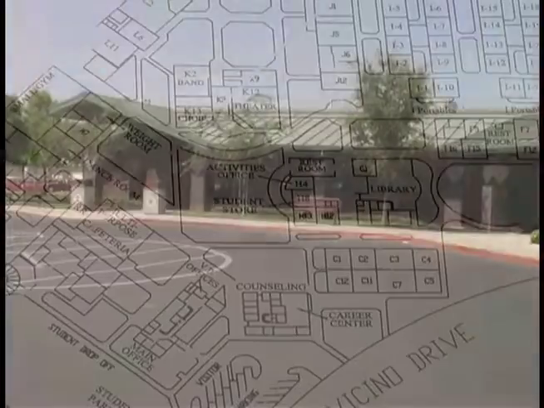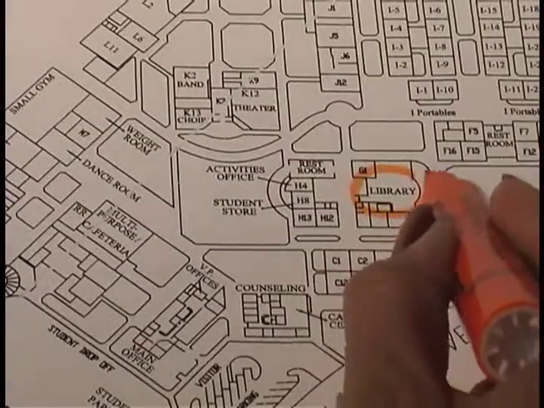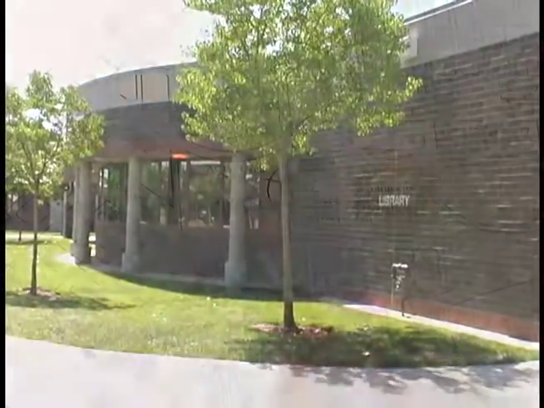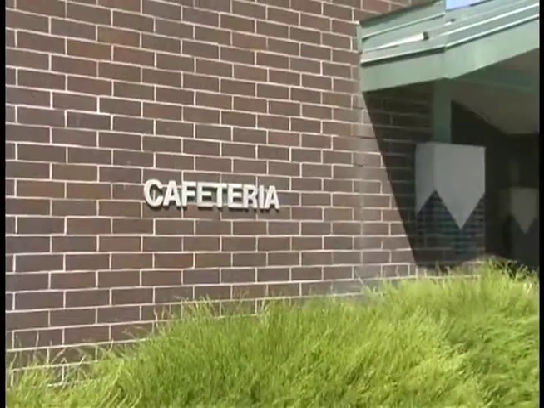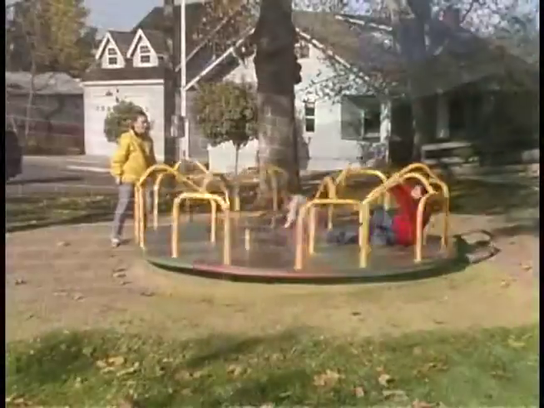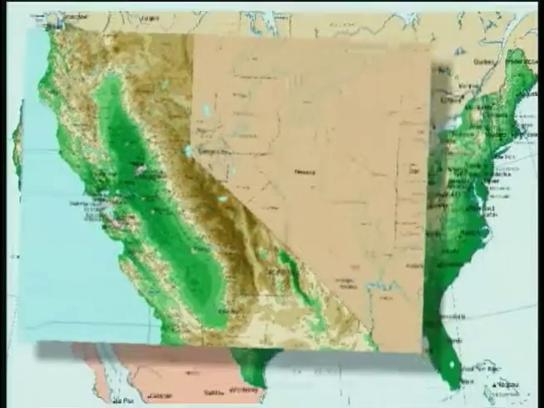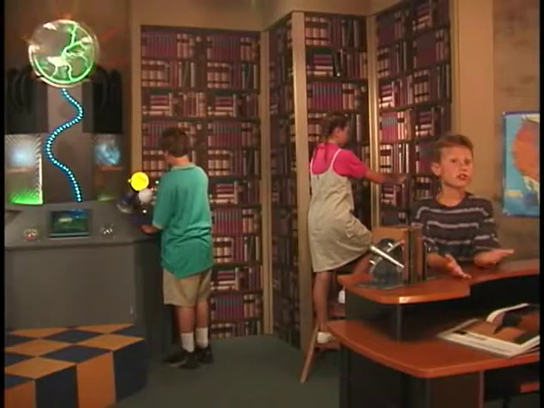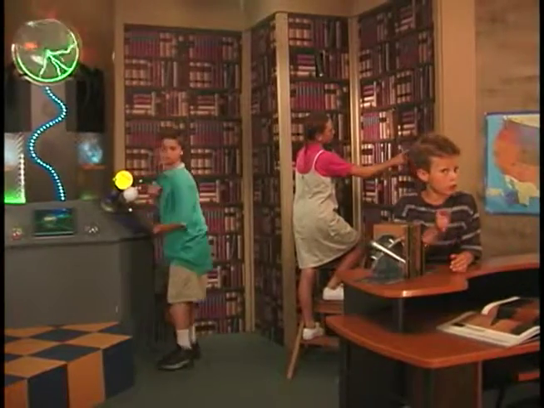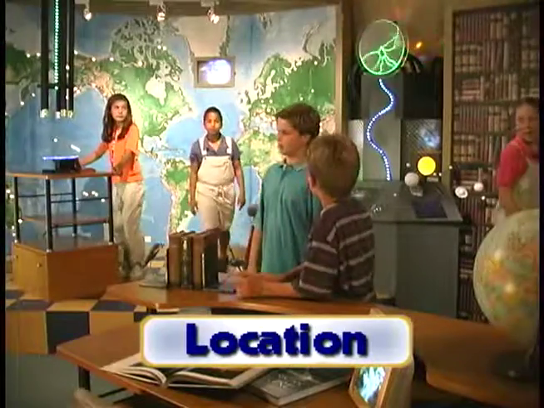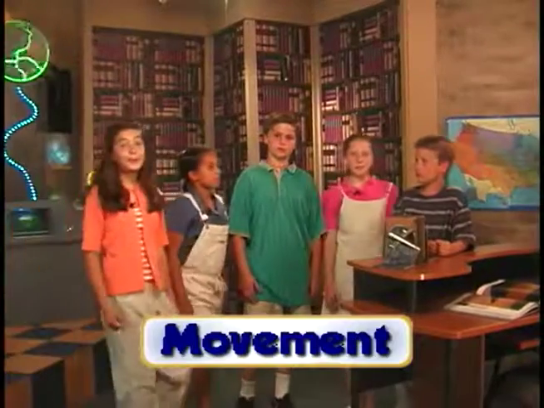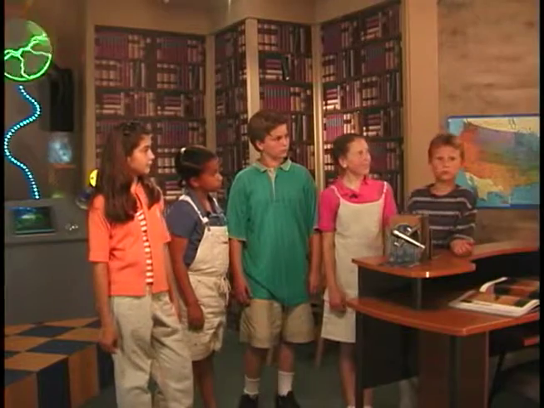Even your own school can be split into regions. The library is one small region of your school, and the cafeteria is another. You live in a neighborhood, a city, a county, and a state. And all of these are part of a larger region, your country, the United States. There is a lot to learn about geography, but if you study place, location, human-environment interactions, movement, and regions, you'll be on your way to becoming a geography expert too.